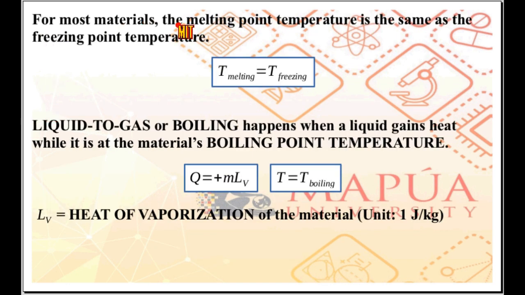For most materials, the melting point temperature is the same as the freezing point temperature. For example, let's take H2O, or water. The freezing point of water is 0 degrees Celsius. The melting point of ice is 0 degrees Celsius. Melting point temperature, T melting. Freezing point temperature, T freezing. T melting is equal to T freezing. And this is followed for most materials.